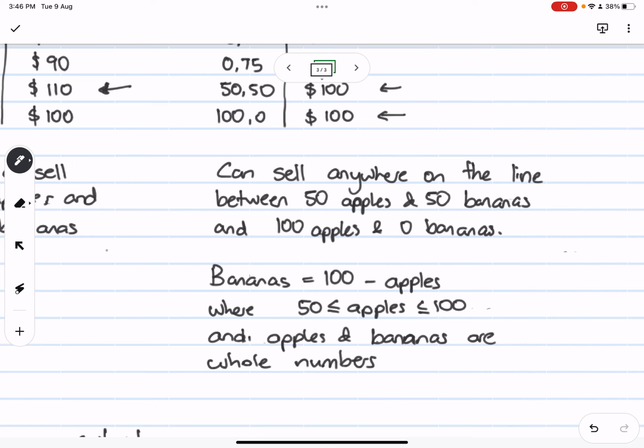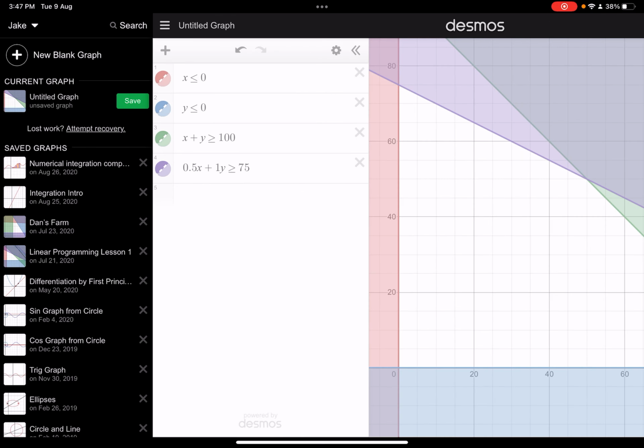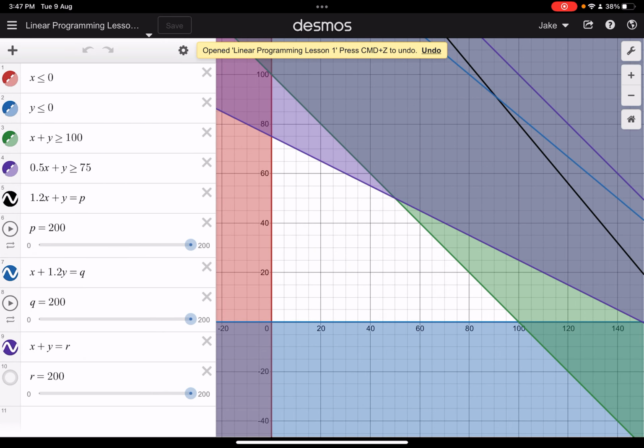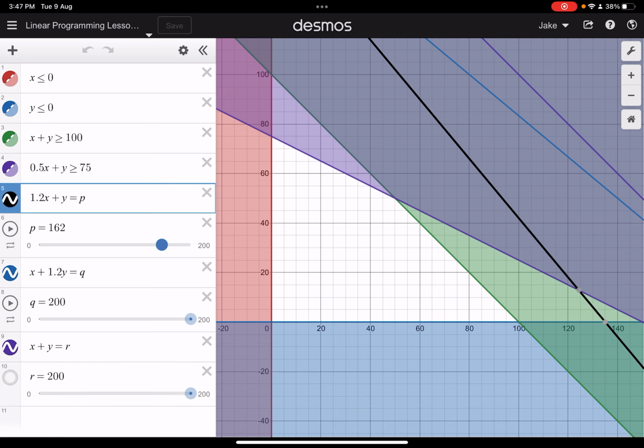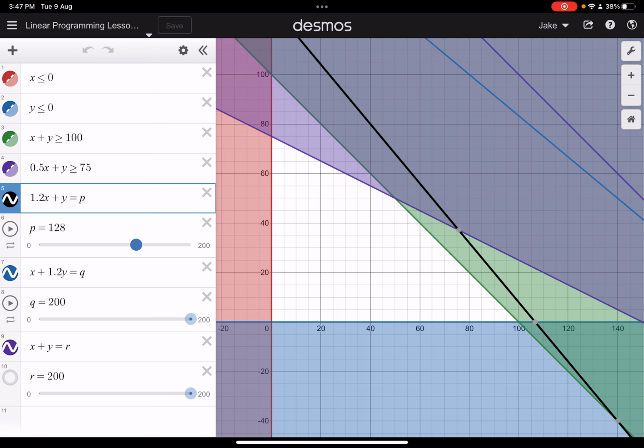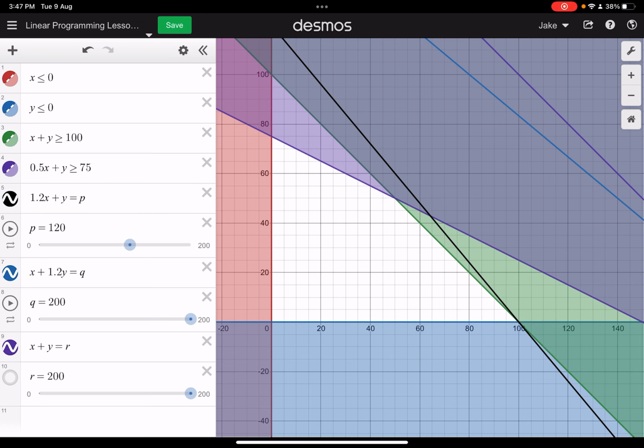So what I'm going to do now is jump back into Desmos for a moment, and open up one that I did earlier. What we've got here is this black line, which is our profit equation from scenario 1. As I make my profit smaller, I'm looking for when this line intersects with our feasible region. We can see that the first point that intersects with our feasible region is that 100-0, where we were selling 100 apples and 0 bananas, and that was the optimal solution in that circumstance.